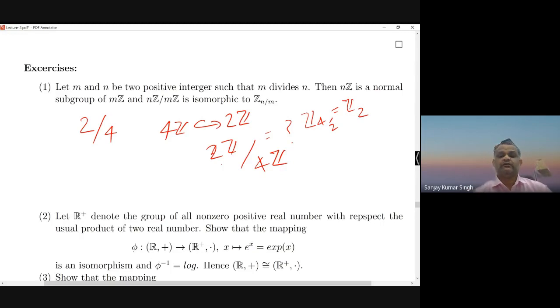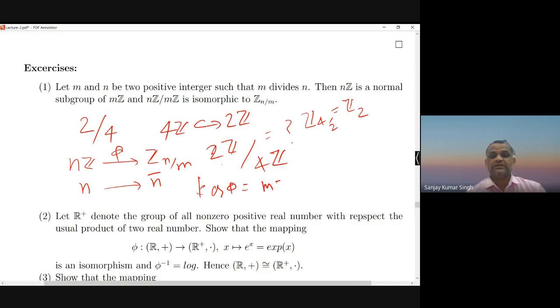And how to do this? It's very simple. I can define a map from nZ to Z_m, sending any n to n bar. And again, you can prove that this is a homomorphism, onto, and the kernel is nothing but mZ. And hence you will get nZ by mZ is isomorphic to Z_m by n.